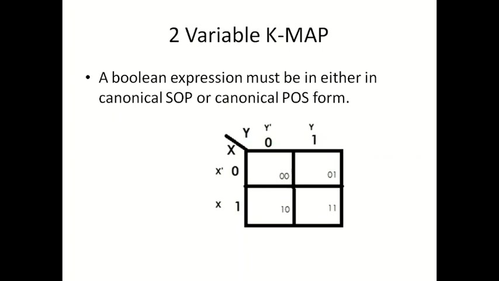Now, if you have a function consisting of X and Y literals, then your map will go like this. Now you can see here the variable X can have possible values 0 and 1, and the variable Y can have possible values of 0 and 1. So it means we are going to have two rows and two columns. Now you can see this map consisting of four boxes.